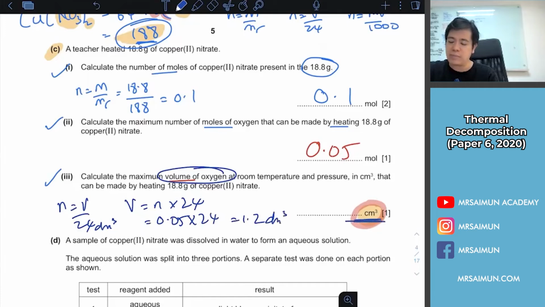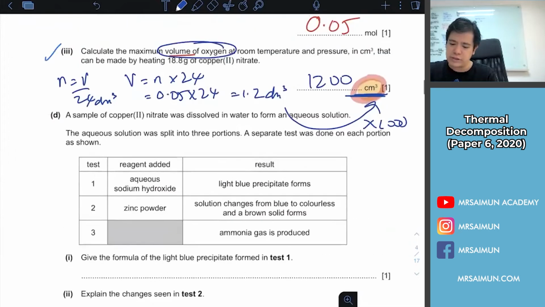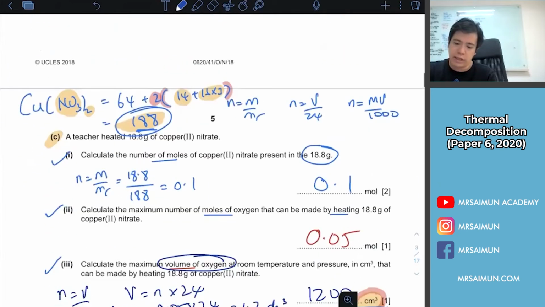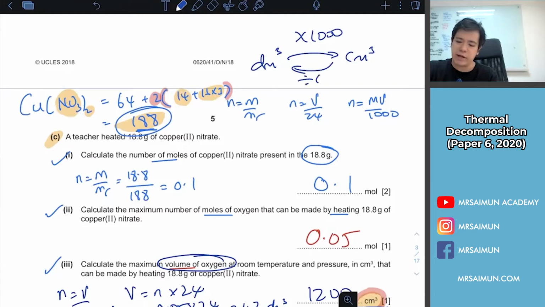They try to be annoying. They put it in cm cube here. So you need to convert dm cube to cm cube, times 1000. So you might want to write down: dm cube to cm cube is times 1000, and going back is divide by 1000.